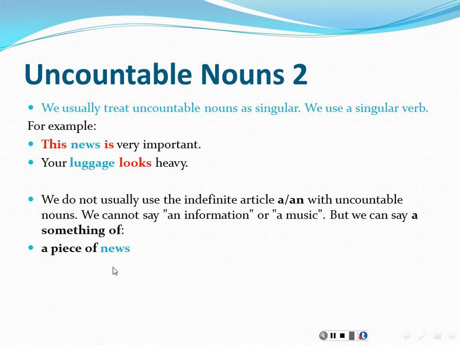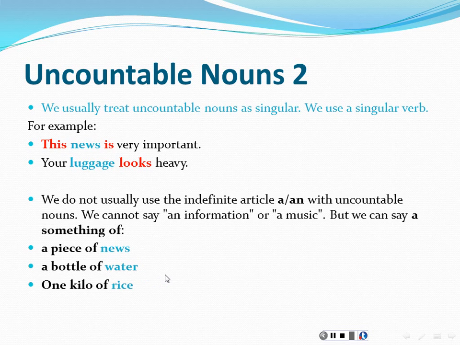Okay. The next example, a bottle of water, زجاجة مياه. So again, a is used with bottle, زجاجة, of water, زجاجة مياه أو زجاجة من المياه. So a is used with bottle. Again, water is uncountable, and we used a with the bottle, not with water.